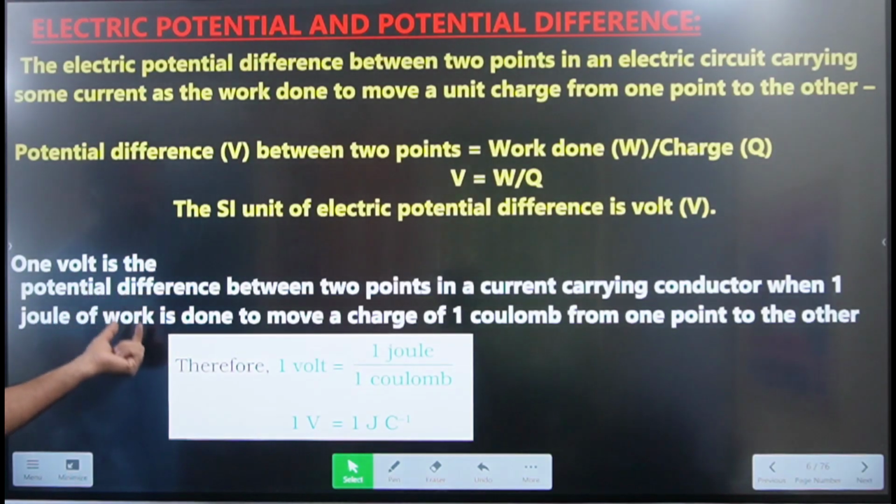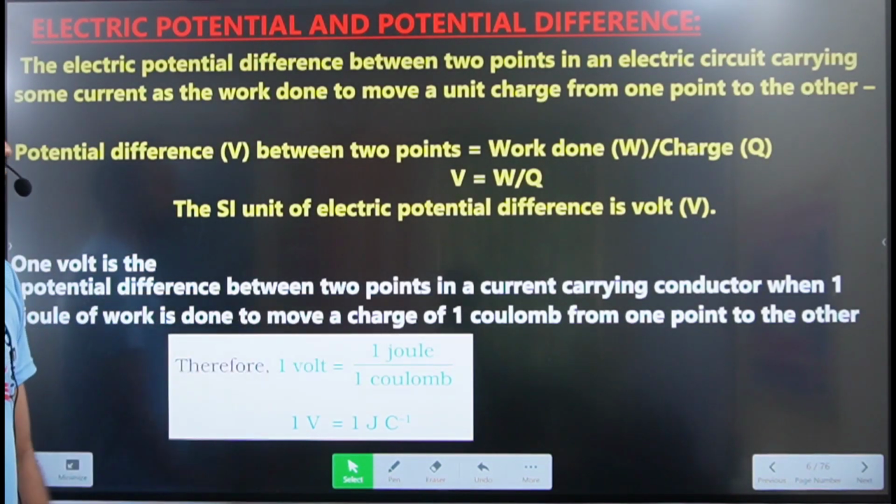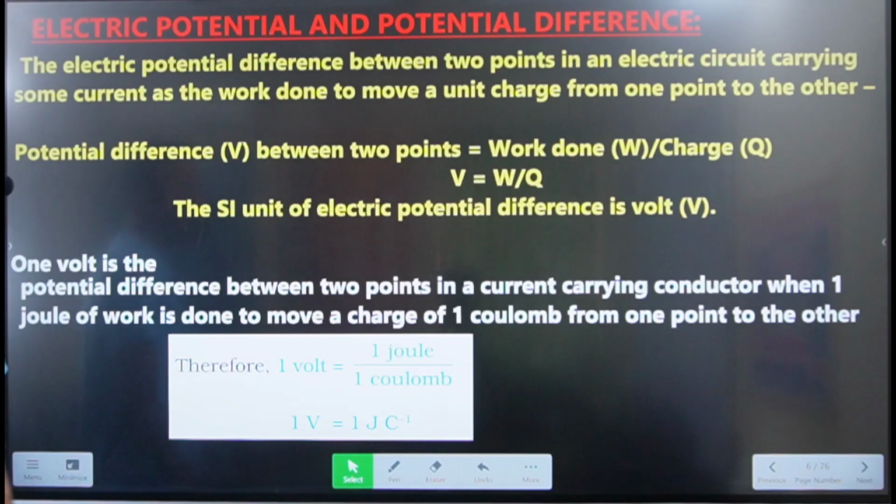When 1 joule of work is done to move a charge of 1 coulomb from one point to another.